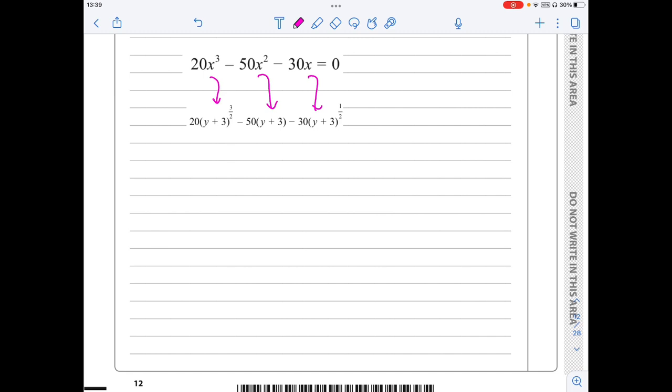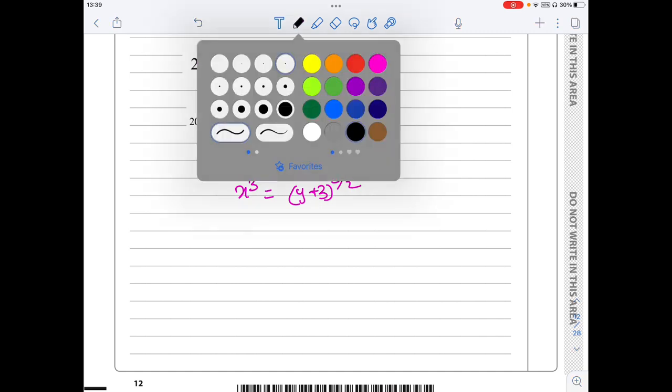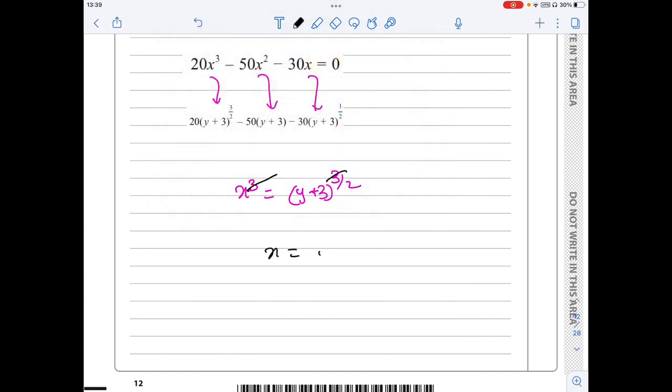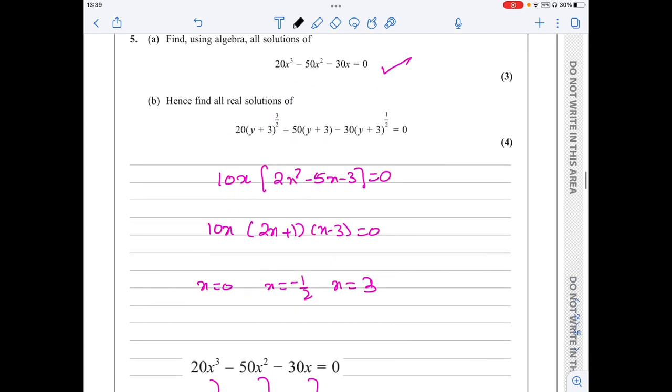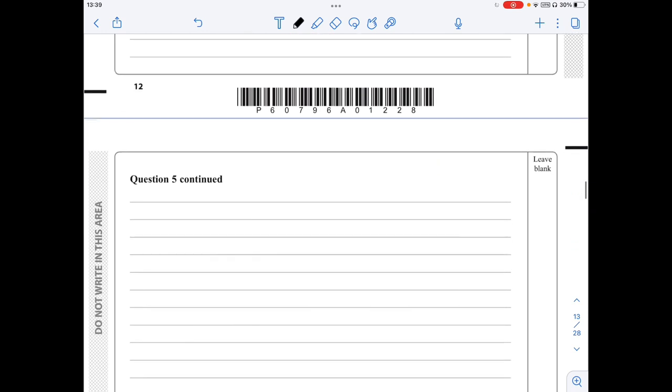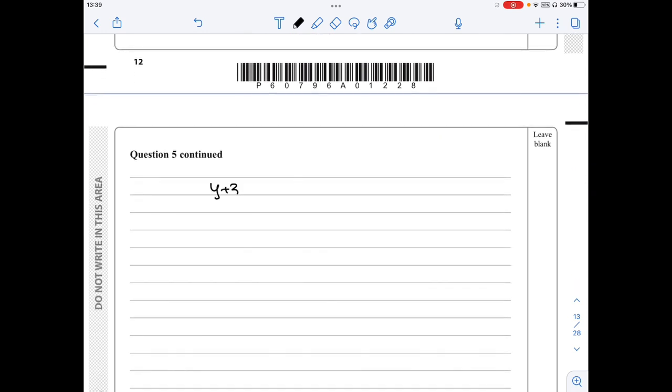So wherever x is there, I am replacing it with y plus 3. It should not be exactly replaced like that. What happens is x cube equals y plus 3 whole to the power of 3 upon 2. So what can I do? The 3 and 3 cancel. X equals y plus 3 whole to the power of 1 upon 2. This is the value of x. We know that x equals 0. So what does that become now? Y plus 3 whole power 1 upon 2 equals 0. So y plus 3 equals 0. So y equals minus 3.